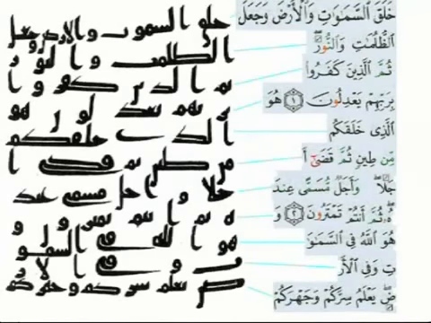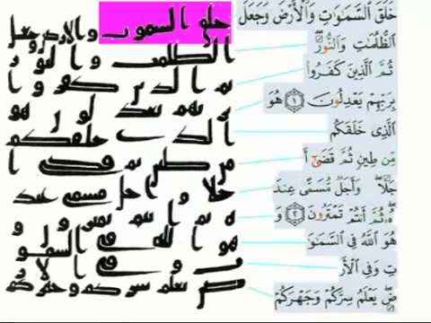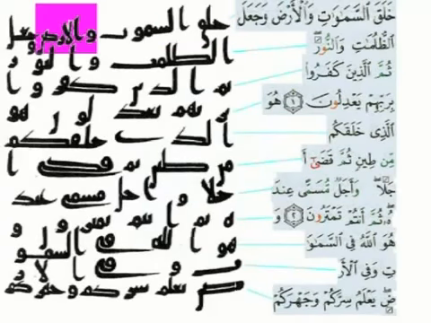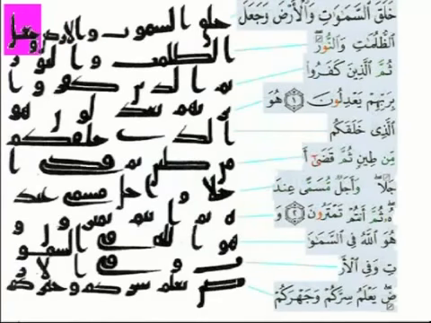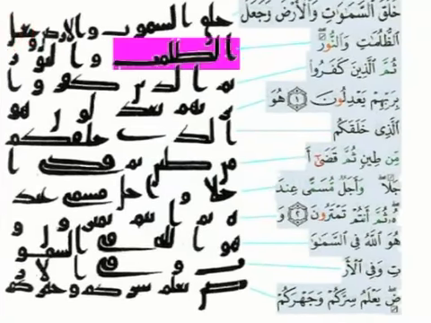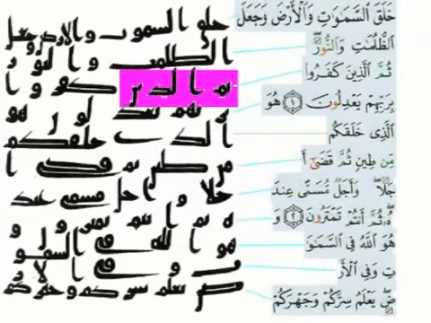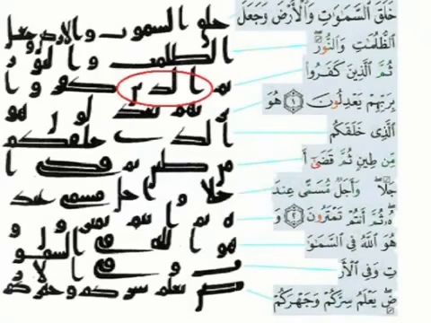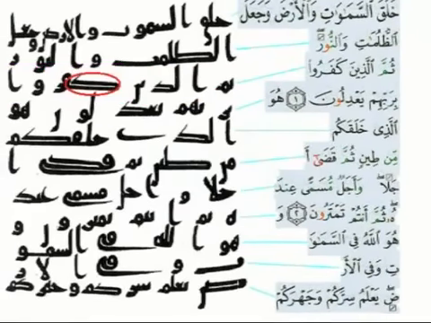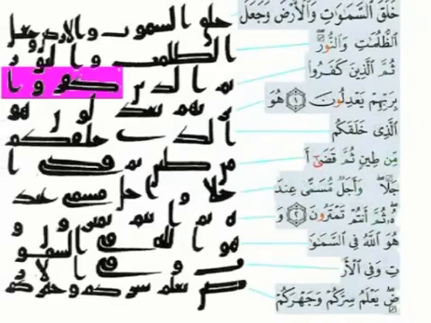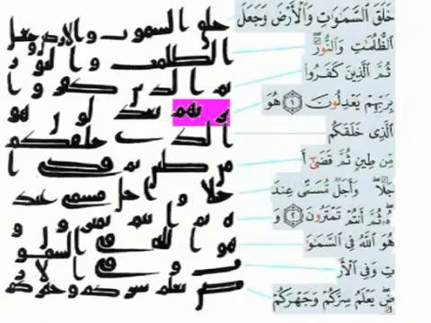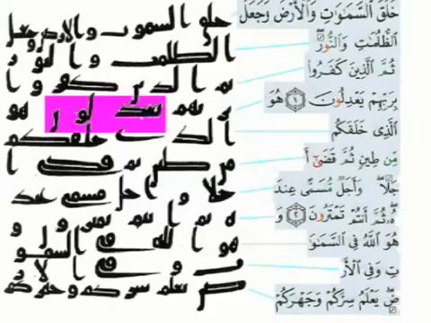Probably in the previous page: Alhamdulillahi alladhi khalaqa as-samawati. No dots here. Wal arda wa ja'ala. See, this is jim, ayn, lam. Ja'ala al-zulumati wa nur. Thumma alladhina kafaru. Kafaru, waw, this is alif. Bi-rabbihim ya'diluna, this is noon.